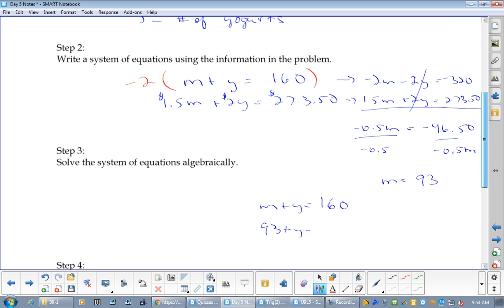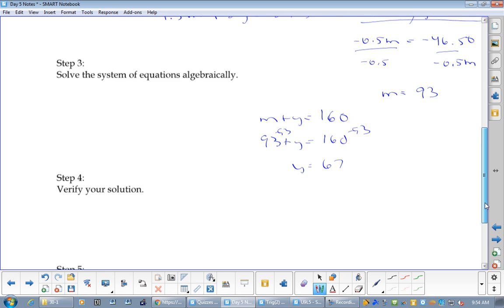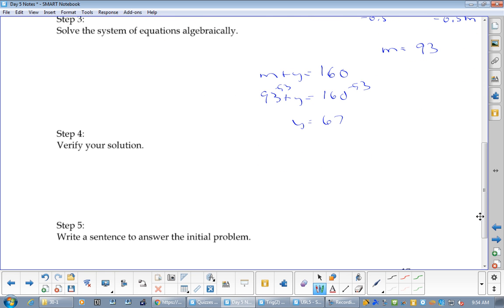93 plus y equals 160. Subtract 93, subtract 93. Y equals 160 minus 93, which is 67. To verify, it doesn't matter which one you pick. Obviously, I know m plus y equals 160. That makes sense. Let me just do the other one.